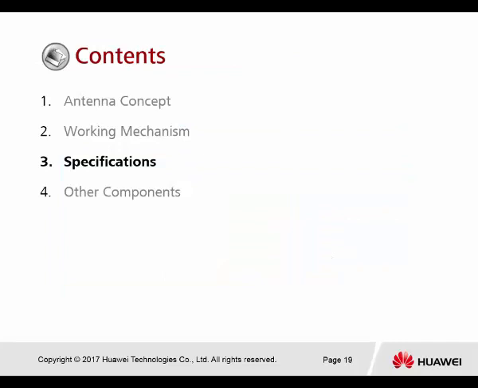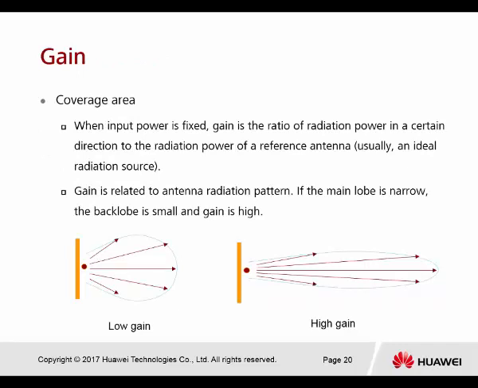Number 3, specification. The gain, coverage area. When input power is fixed, gain is the ratio of radiation power in a certain direction to the radiation power of the reference antenna, usually an ideal radiation source. Here you can see the picture showing the low gain and also the high gain. When you're purchasing antennas, the gain shown is just around below 10, maybe 3 dBi or maybe 5 dBi. So don't worry about the gain problem.